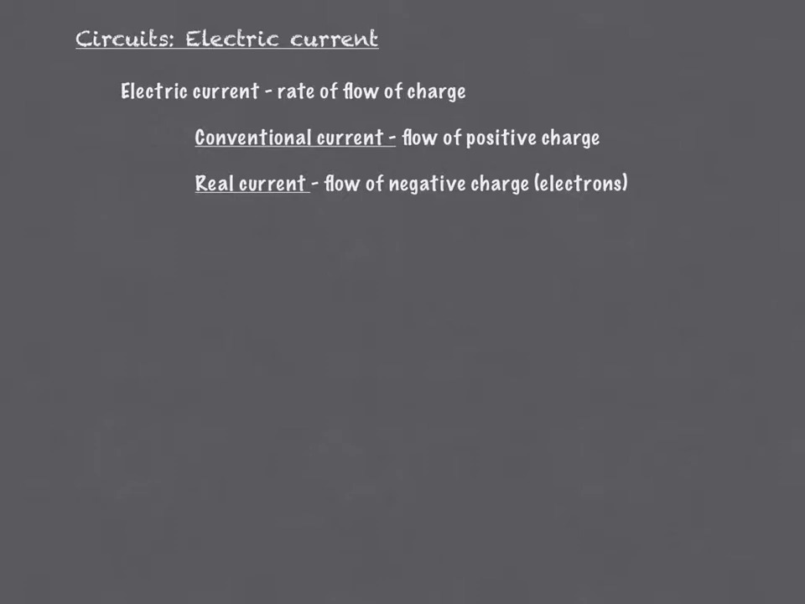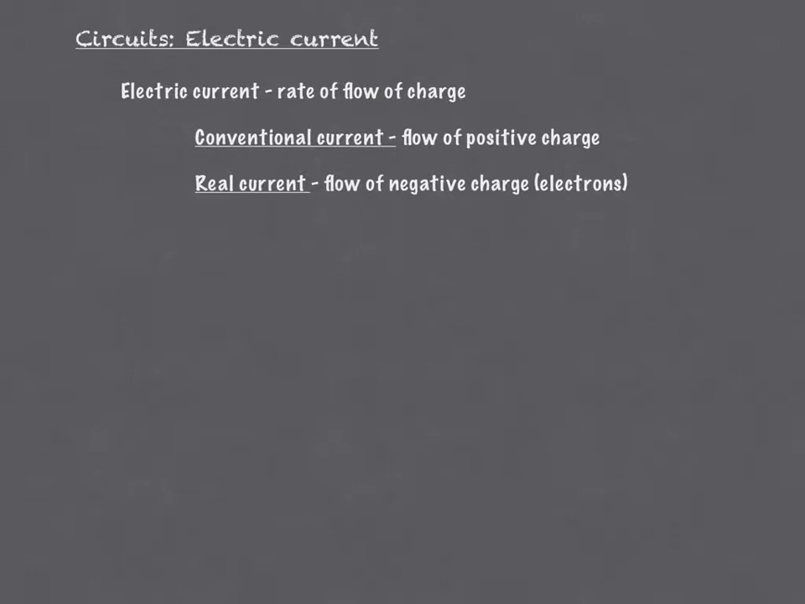Okay, so electric current is basically a rate of flow of charge. So if we can imagine water flowing through pipes, that would be analogous to electric current through wires. We are going to deal with conventional current, which is the flow of positive charge.